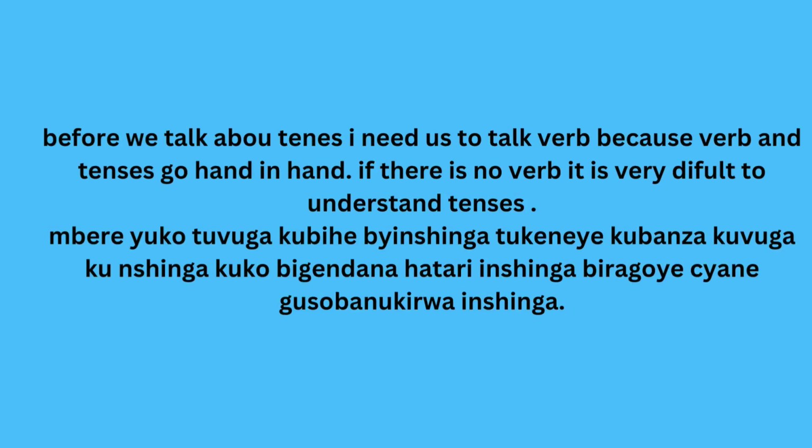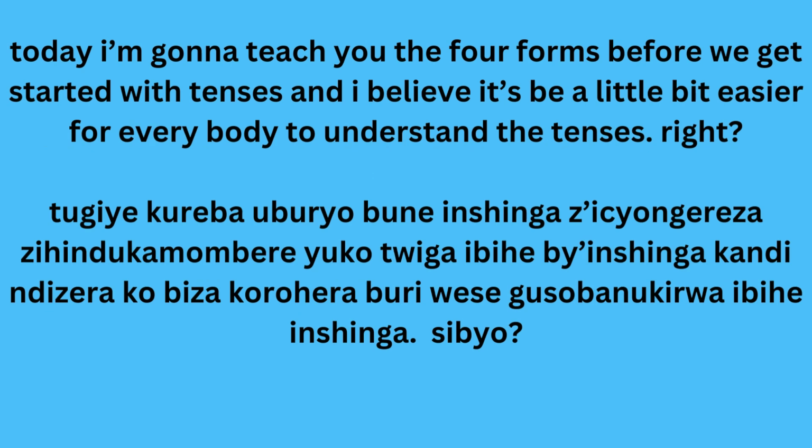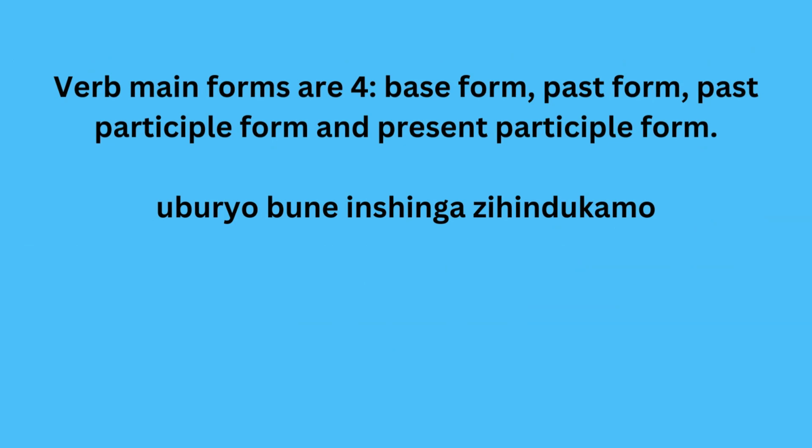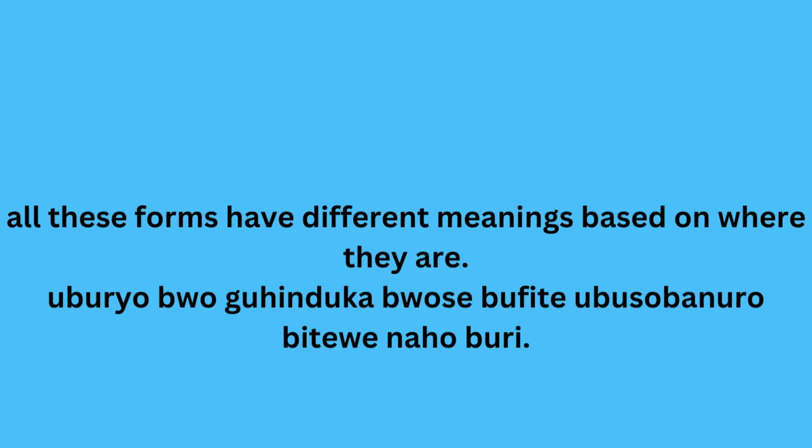Okay, first before we start talking about tenses, I need us to talk about the verb, because verb and tenses go hand in hand. If there is no verb, it's very difficult to understand the tenses. So today I'm going to teach you the 4 forms of verb before we get started with the tenses, and I believe this is going to be a little bit easier for everybody to understand the tenses, right? In English we have 4 forms of verbs. We have what we call base form, past form, past participle form, and present participle form. So all these forms have different meanings based on where they are.